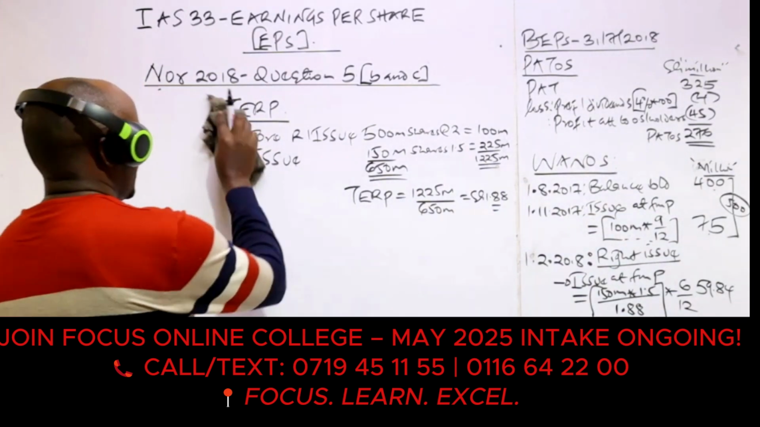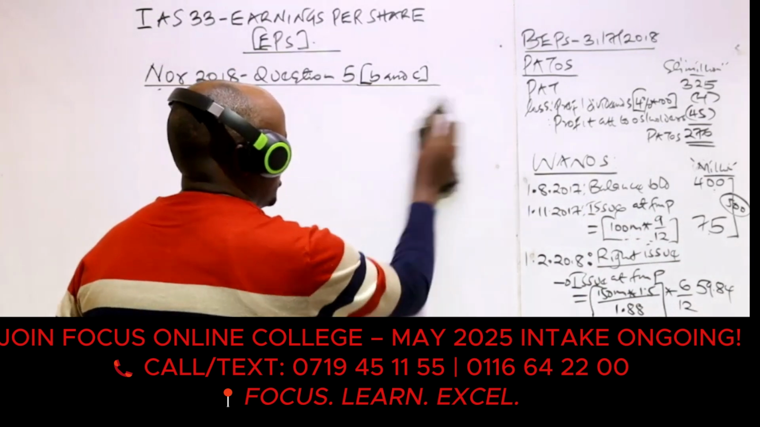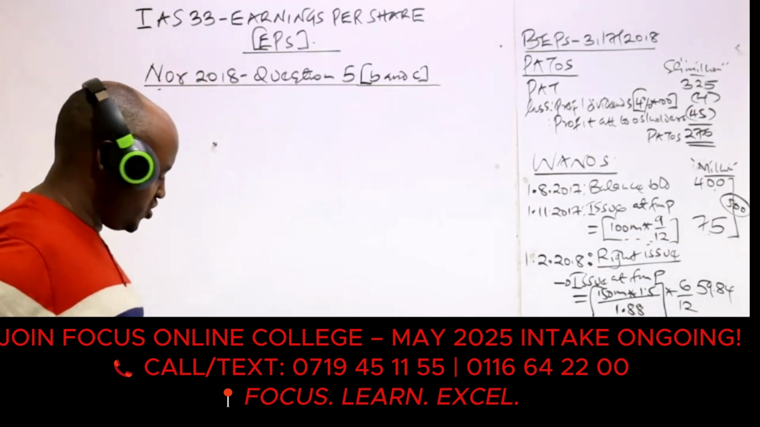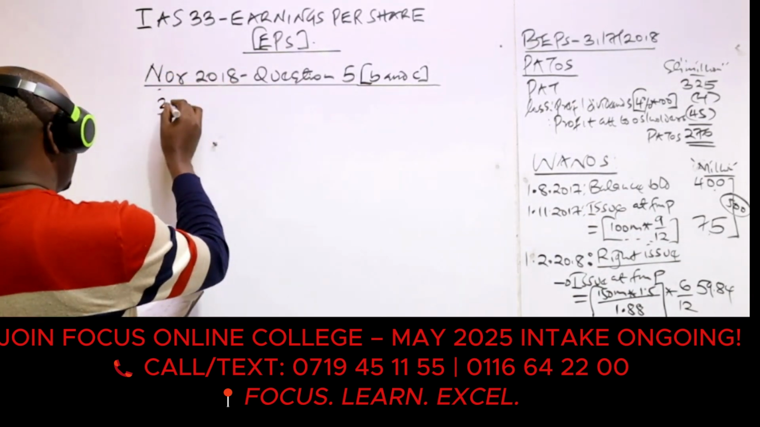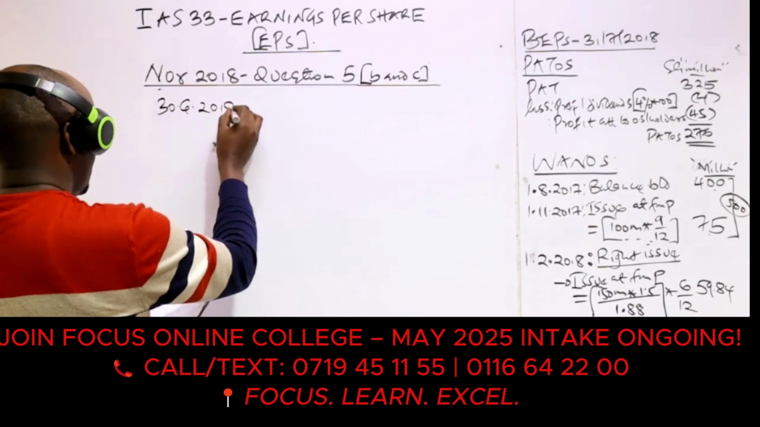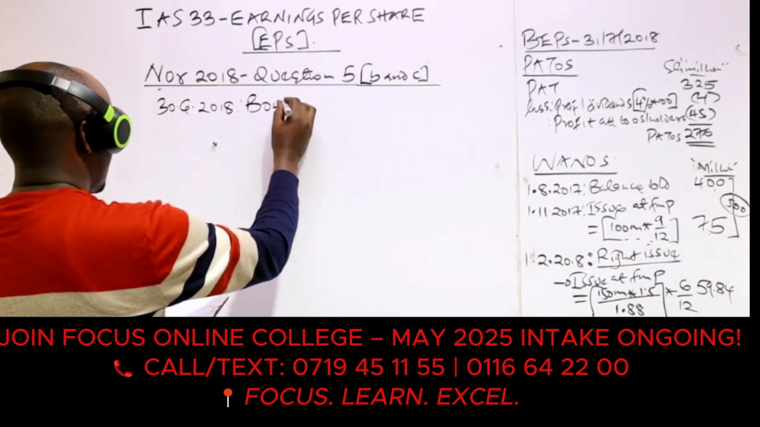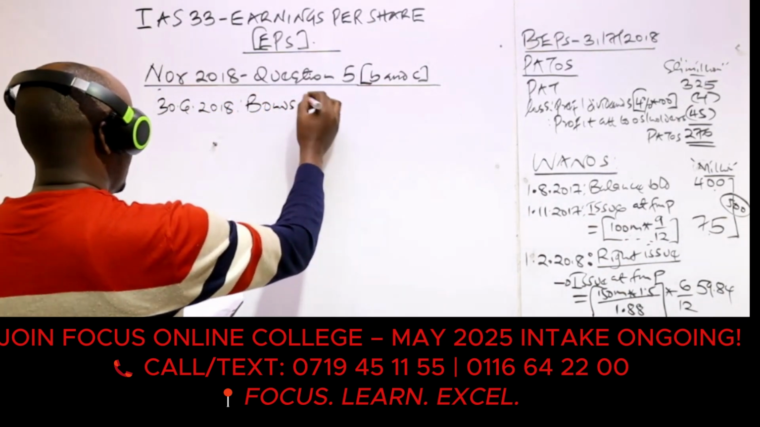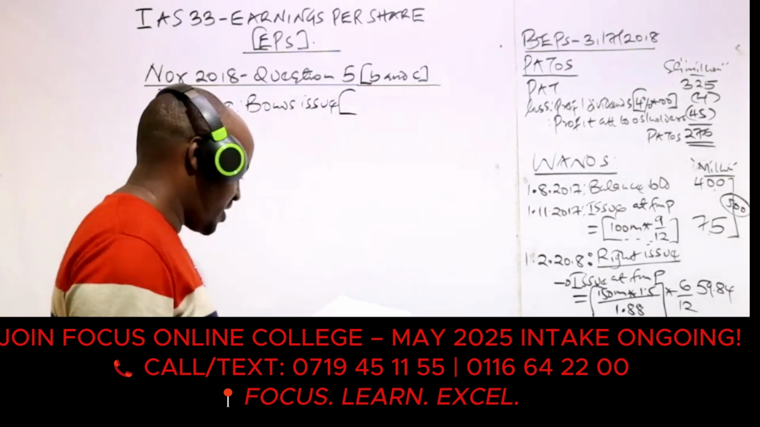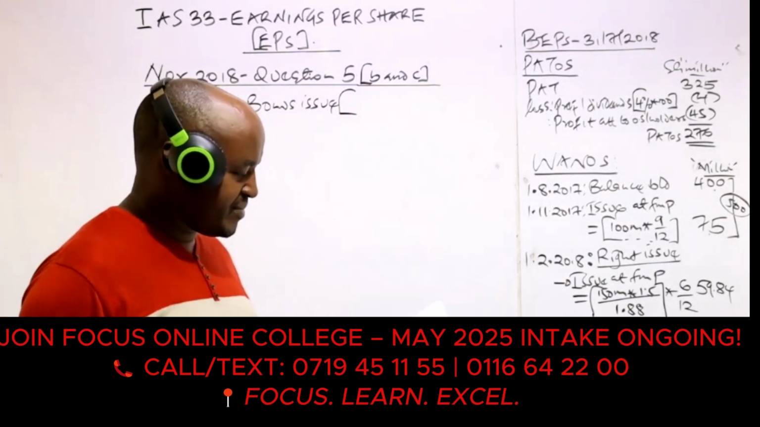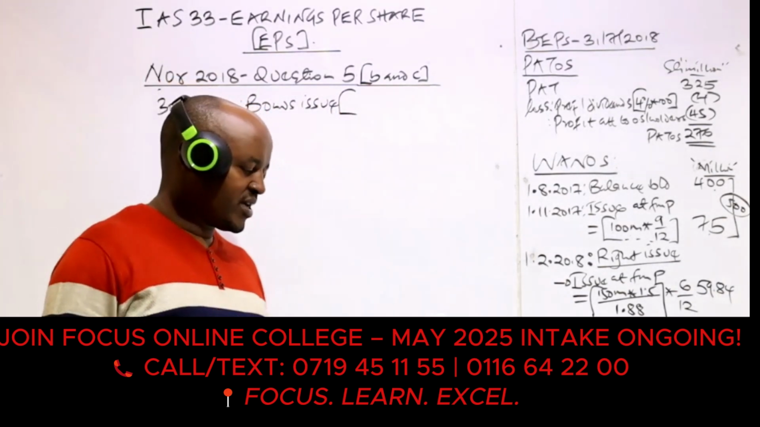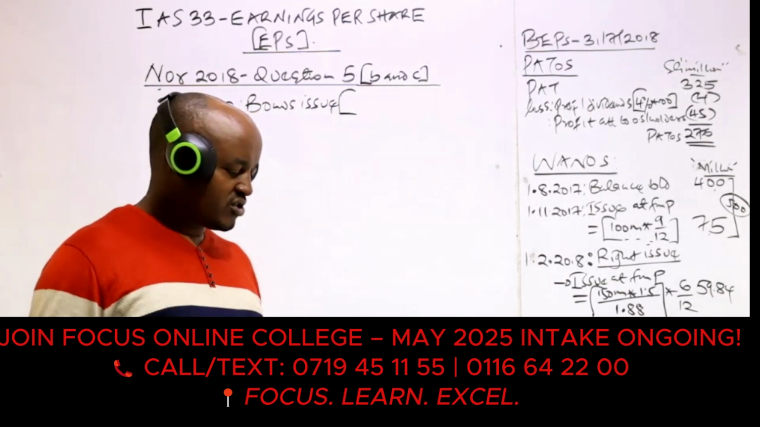So let's deal with that, or basically we consider that bonus issue. We are told on 30th of June 2018, the company made a bonus issue. Bonus issue, remember, these are shares which are issued by the company free of charge. And actually, we are told the company made a bonus issue by capitalizing 135 million shillings of the retained earnings.